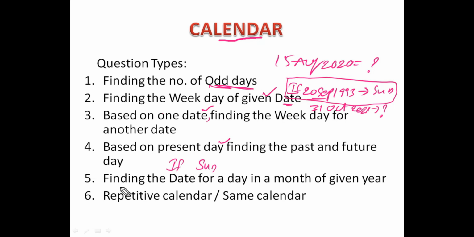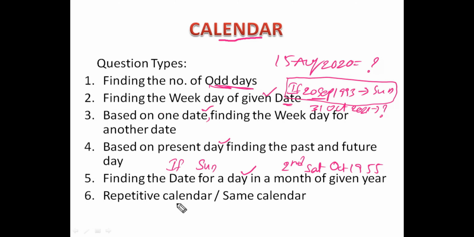And next, the fifth model: finding the date for a day in a month of a given year. It means, what is the date of the second Saturday in the month of October 1955? Or what is the date of the last Sunday in February 2021? This type of questions will be covered in this model.